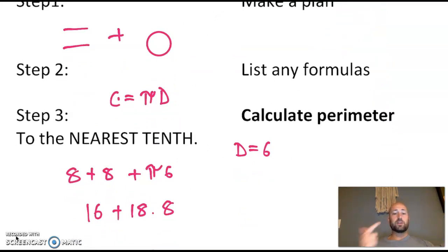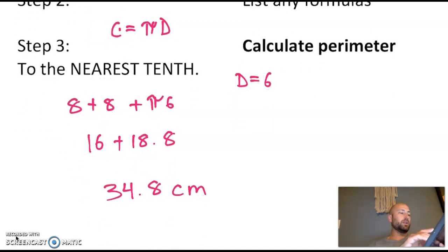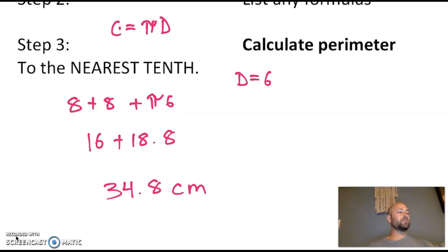So I have 8 plus 8 plus pi times 6. Pi times 6 is rounded to 18.8. 8 plus 8 is 16. Add them together, that is 34.8.